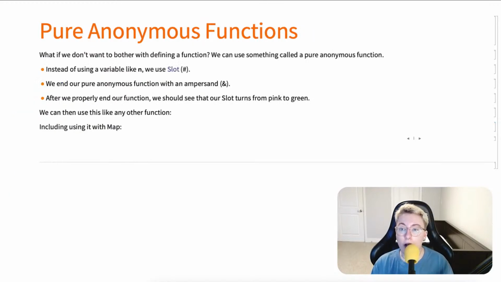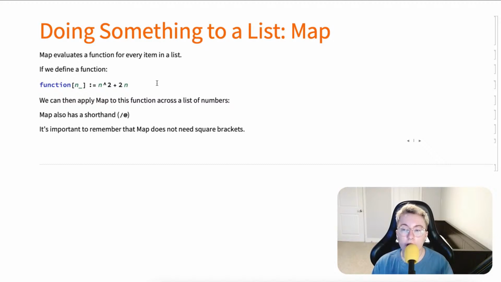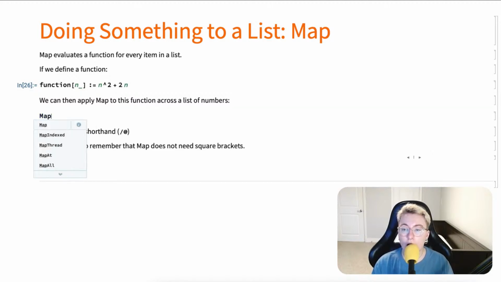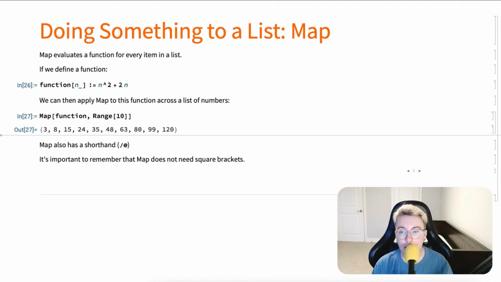Another way we can apply an operation to every item in a list is with the function map. Map takes a function and will then use that function on every item in a given list, returning a new list. We can see this in action if we think back on what we learned in the first chapter of this section and define our own function. Let's define our function to be the same operation we just did with table. We can then use map to use this function across a list of numbers. Our first argument is the function, and our second is the list, in this case using range to create a list of numbers between 1 and 10.